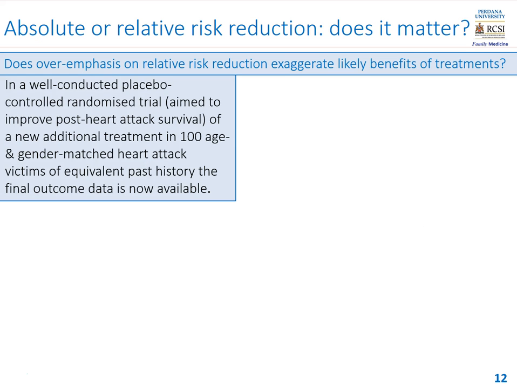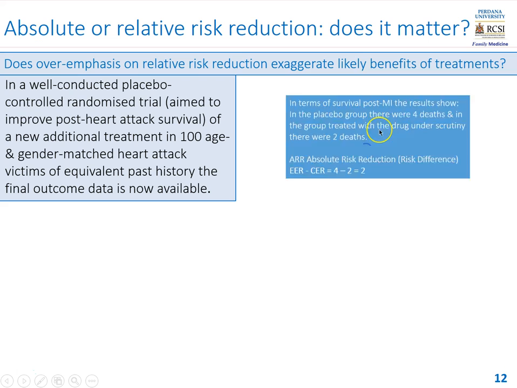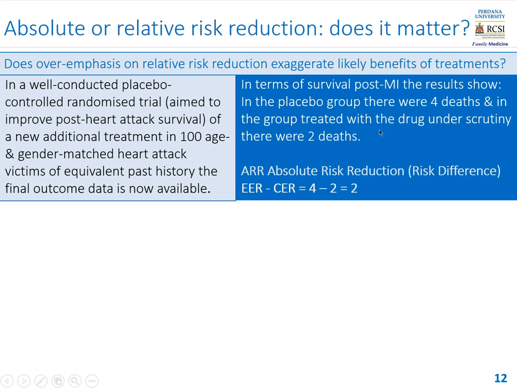So let's look at an example. This is a randomized controlled trial conducted on patients in hospital with acute myocardial infarction. These patients are already on an array of drugs such as antiplatelet drugs, ACE inhibitors, beta blockers and statins. So the trial is looking at an additional drug to ascertain if it confers any additional advantage over these other drugs. When the results were through, it showed that there was a 4% death rate in the control group and a 2% death rate in the experimental group.